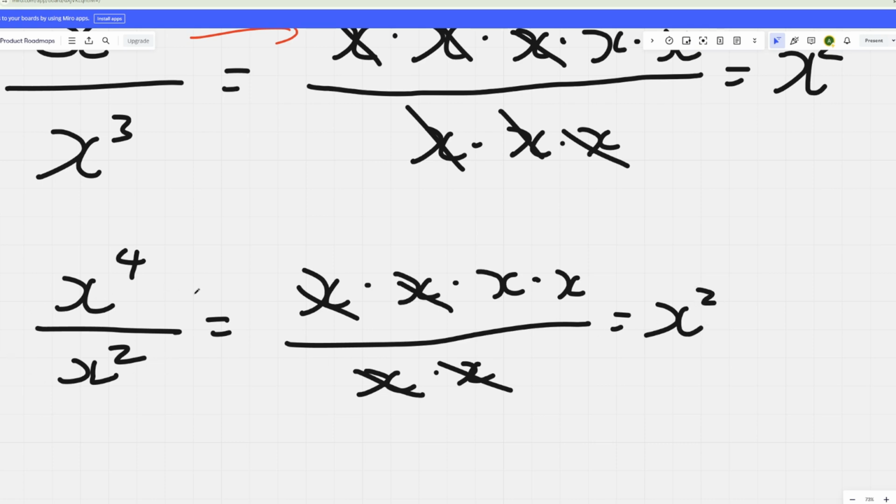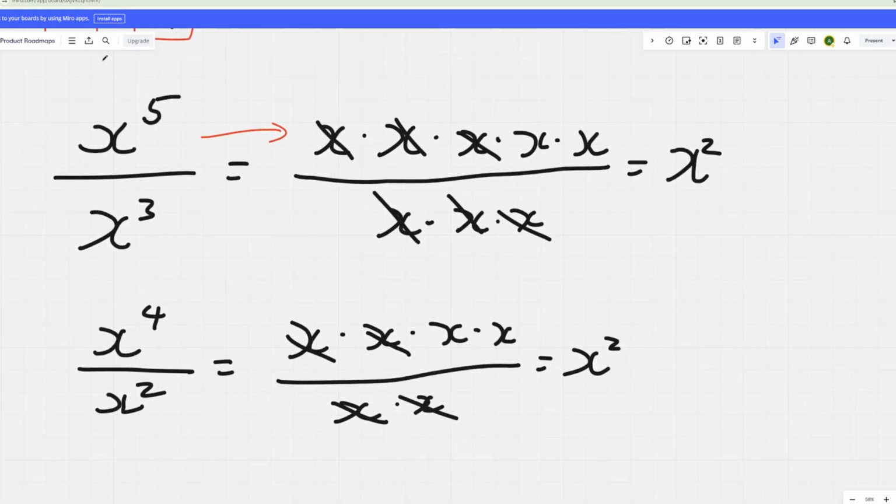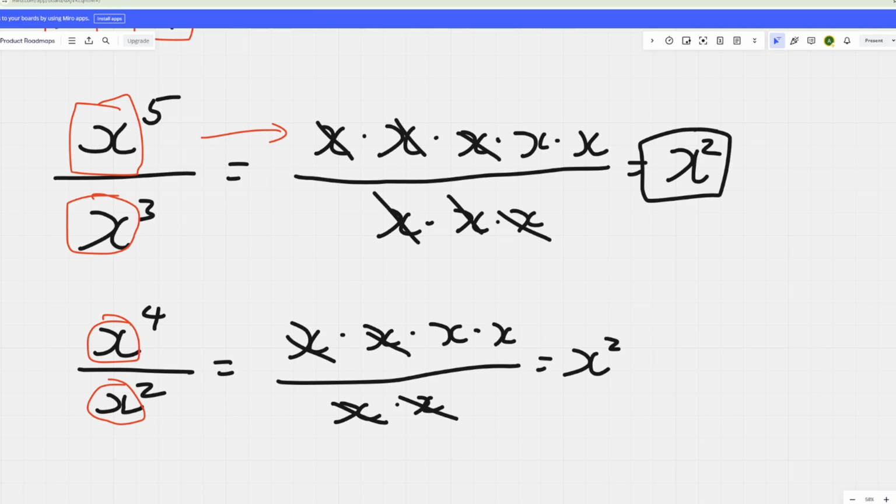Okay, so if you guys see a pattern, once again, these x's are the same base in both equations I gave. And we got x squared for both. So now, as you guys can see, all we did was subtract the powers. We just did 5 minus 3 and 4 minus 2. Right? And that gave us our x squared.